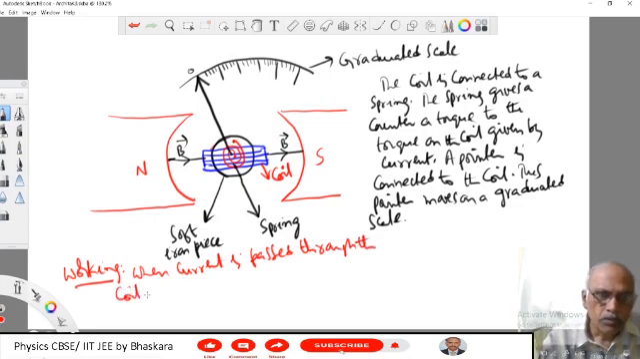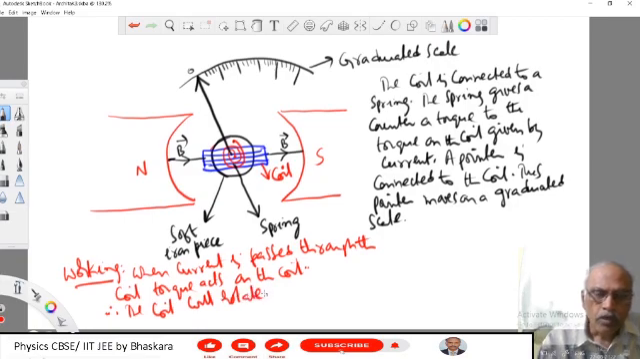When current is passed through the coil, torque acts on the coil. Due to the torque, the coil will rotate. How long will the coil rotate?